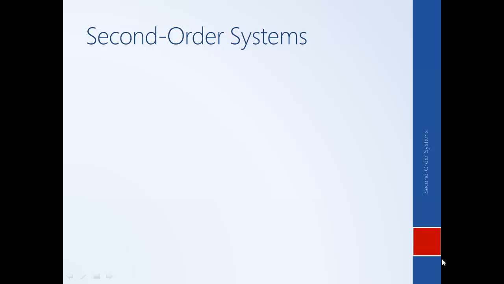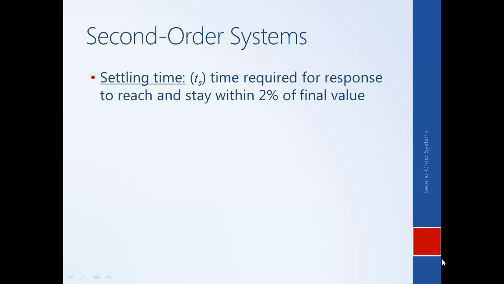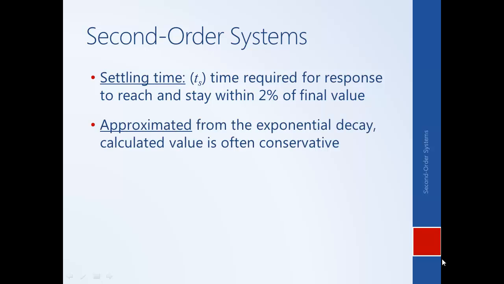A property of the underdamped second order step response that we will use a lot in this class is settling time. Recall that the definition of settling time is the time required for the response to reach and stay within 2% of the final value. And just as was the case with rise time, there are different definitions of settling time. Some people use 1%, some people use 5%, but in this class we're going to use a 2% definition. What we would like to do is estimate the settling time based on the parameters of the standard second order system. And the way that we're going to do that is based on the rate of exponential decay.